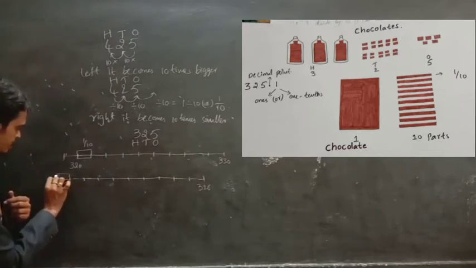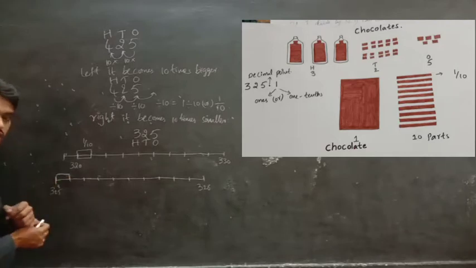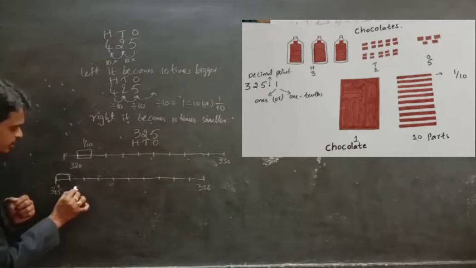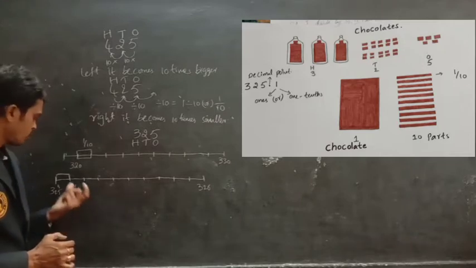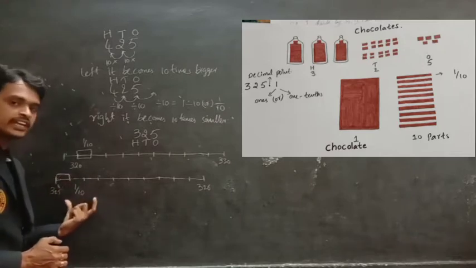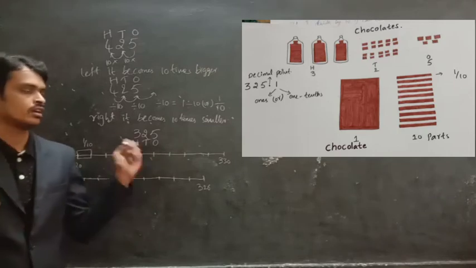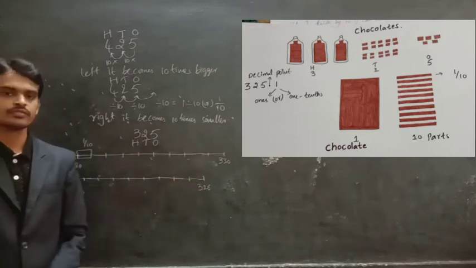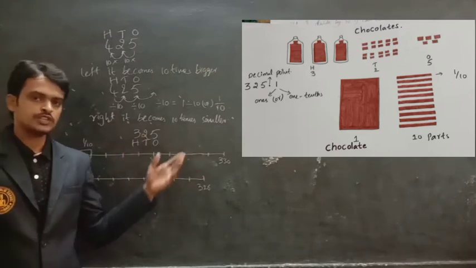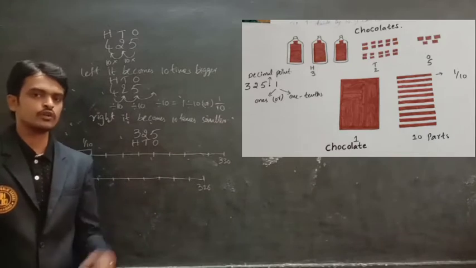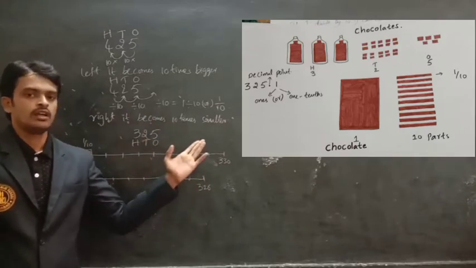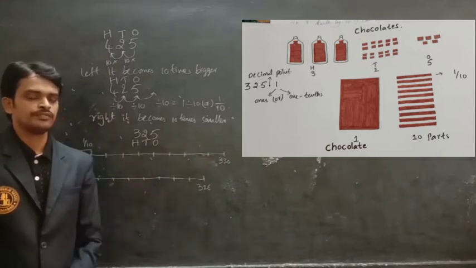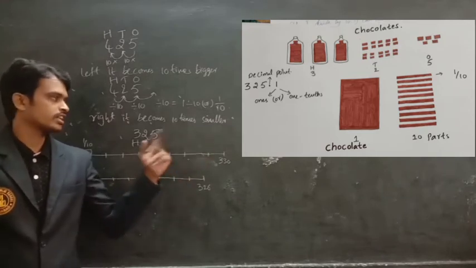What do we call this part? Yes, it is again in 10 parts. One part will represent 1 by 10. Look at the picture. Yes, we are taking chocolates. By using chocolates, I am going to explain this topic. Look at the picture.